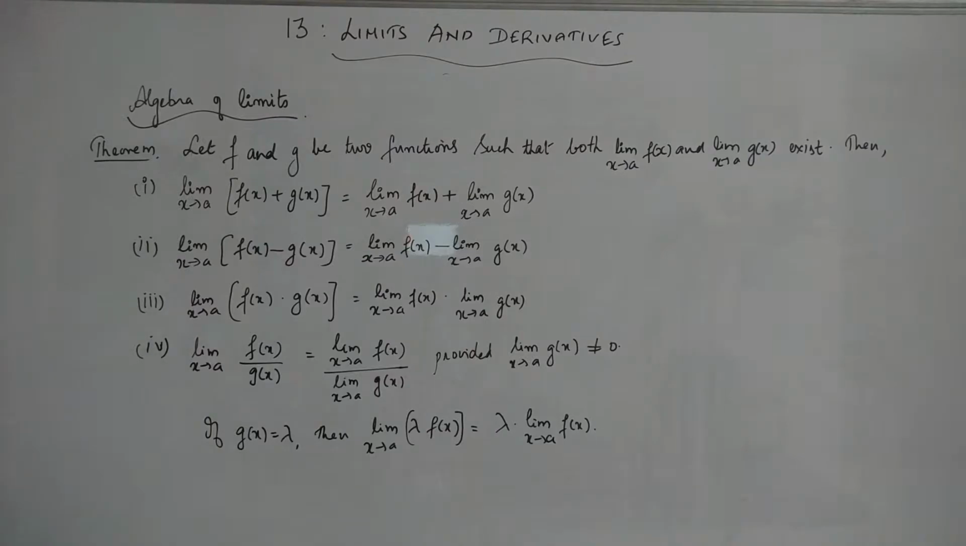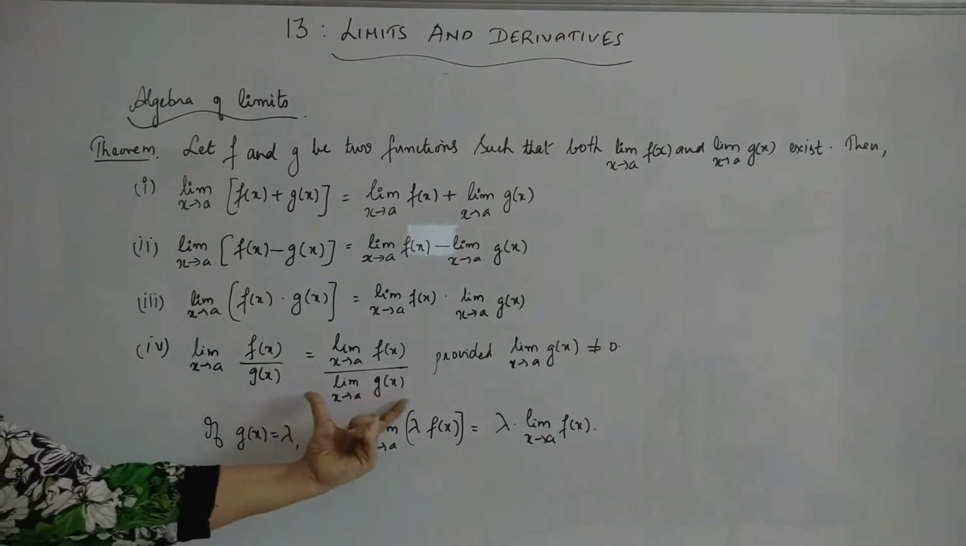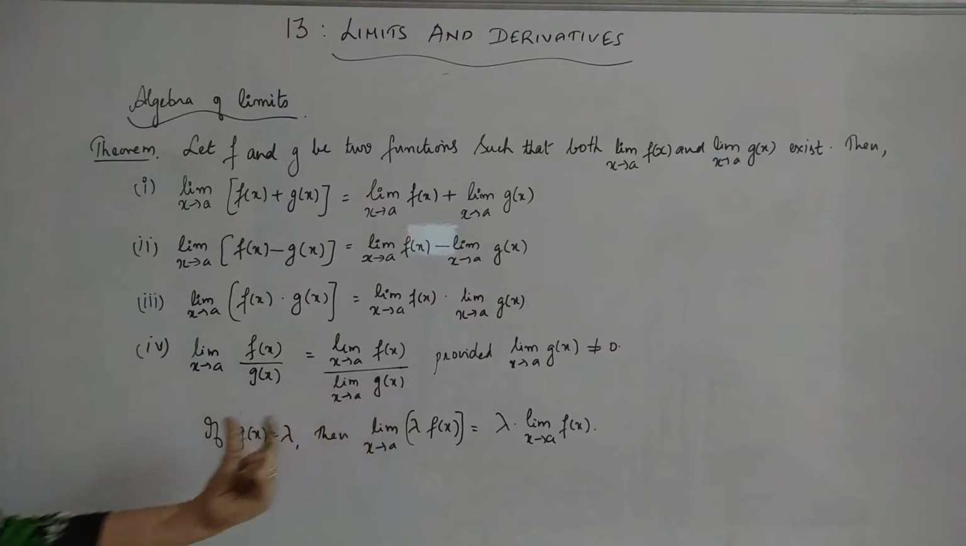The fourth one is division, that is, if you take the quotient of two functions, the limit of that will be the same as taking the limit of them separately. That is, limit x tends to a f of x by g of x is equal to limit x tends to a f of x divided by limit x tends to a g of x, provided the denominator should not be equal to 0. That is the condition for every division.